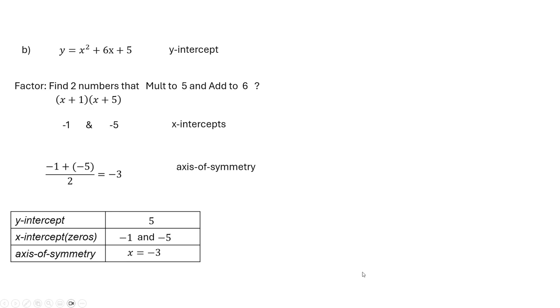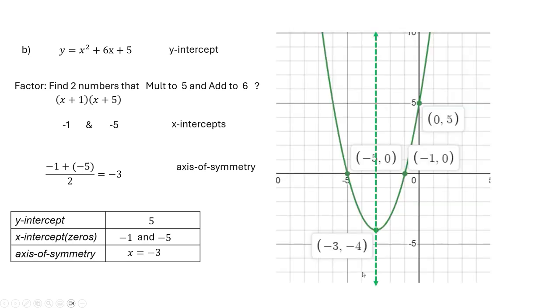Here's a graph of x squared plus 6x plus 5. You can see that the y-intercept is indeed 5. The x-intercepts are negative 1 and negative 5. And the axis of symmetry is negative 3.